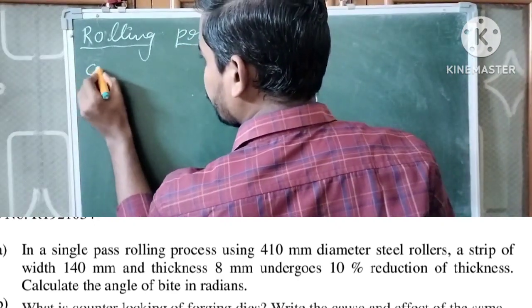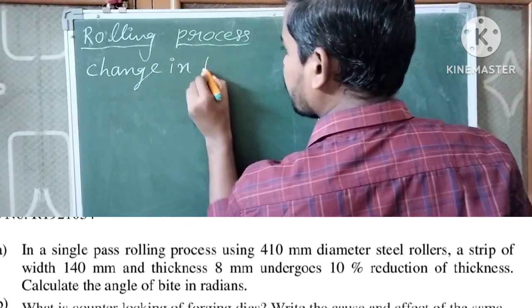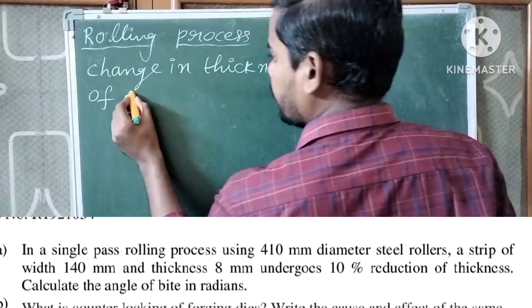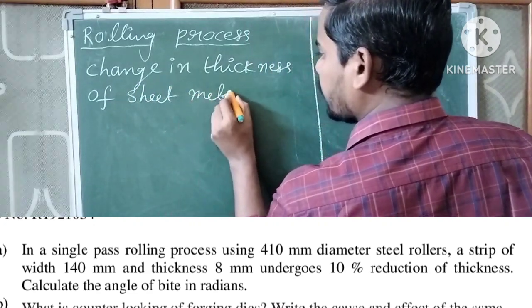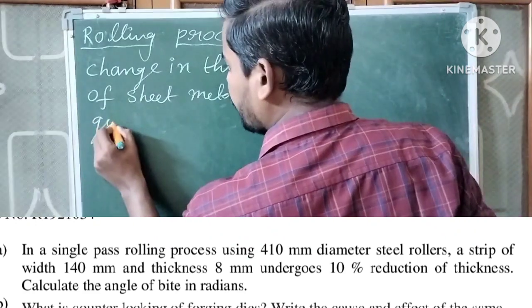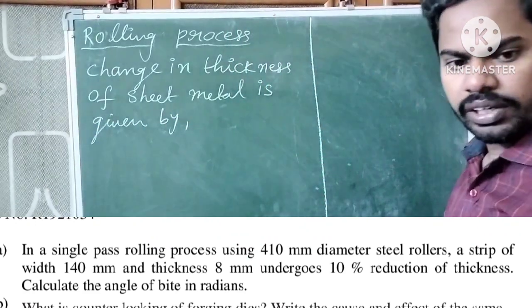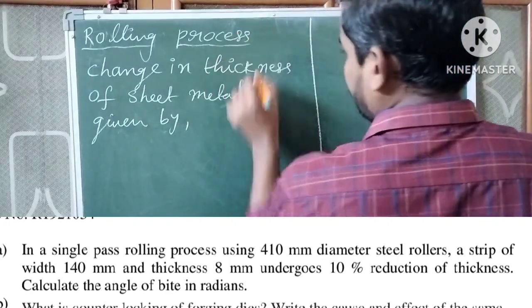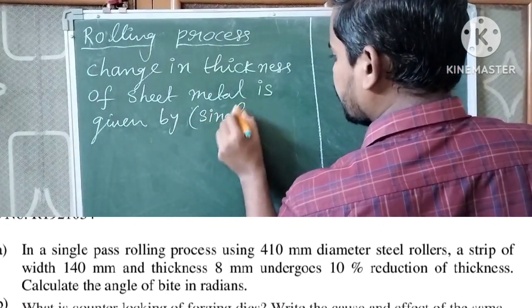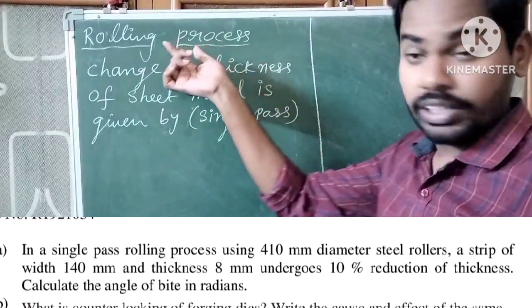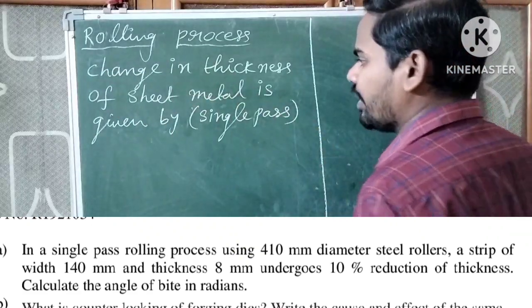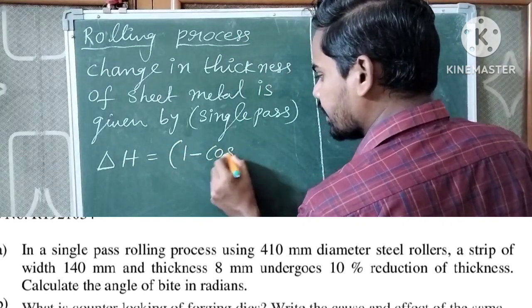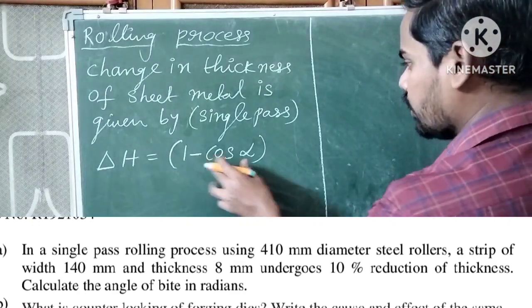So in the rolling process, the change in thickness of the sheet metal is given by... Here it is clearly given as a single pass rolling process. So remember, the operation is a single pass rolling operation. In case of a single pass rolling operation, the change in thickness of the sheet metal is given by delta H is equals to 1 minus cos alpha into D.